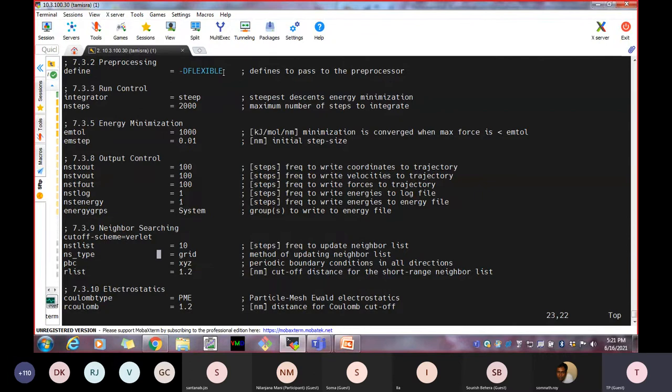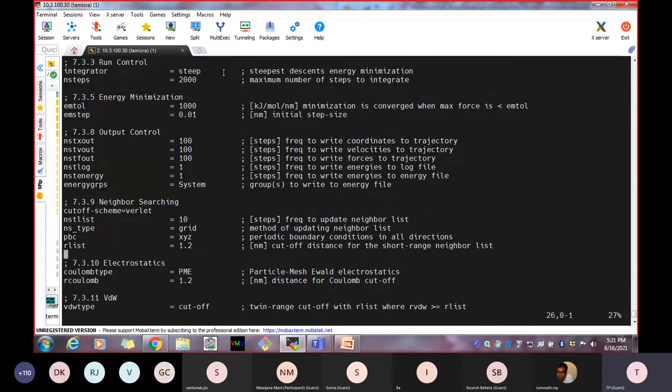time steps, you ask the system at the box to make grids, and around a central atom or ion, you check around these grids how many molecules are present, and accordingly, at every 10 time steps, you update your list, and from there you can calculate all the interactions for those short range interactions. And this is R list, and R Coulomb is mainly for the electrostatic part, where you have the particle mesh Ewald type defined.